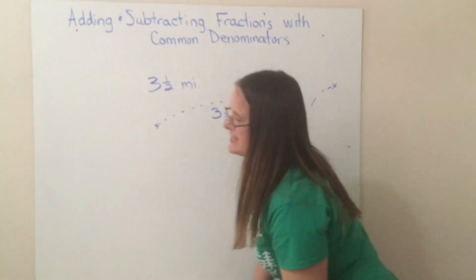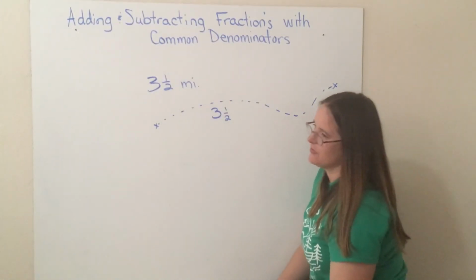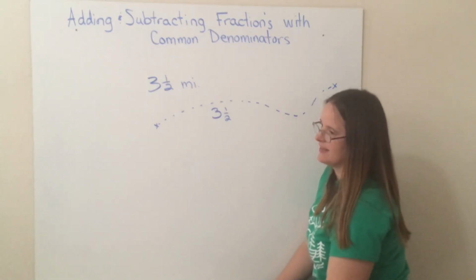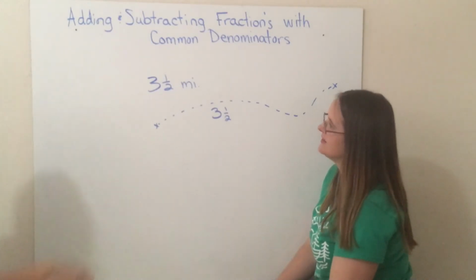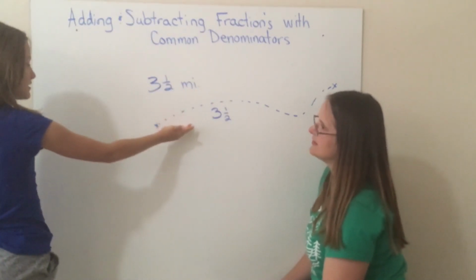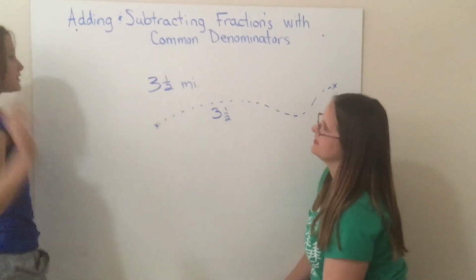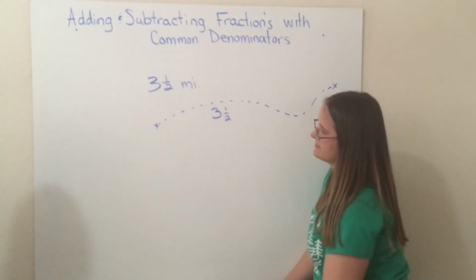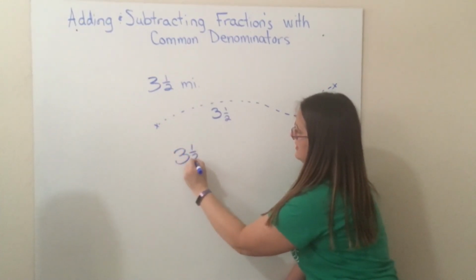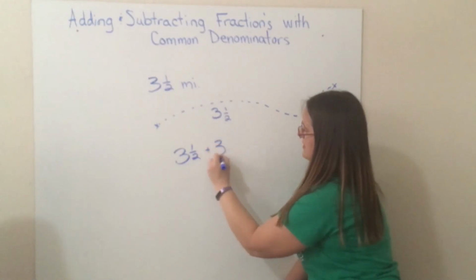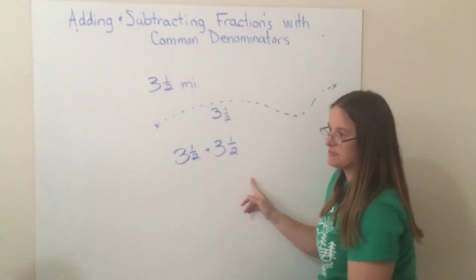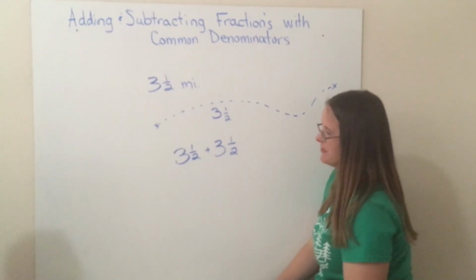So Nyla, how would I set up that problem to figure out the total amount of miles that they hiked? Well, whatever way they go, it's still hiking the same amount of miles. Okay. So we could do that 3.5 miles plus 3.5 miles, but we could also do that as a multiplication problem. Ooh, we could, but since we haven't learned how to multiply fractions or mixed numbers yet, we're going to stay away from that one for now, okay?